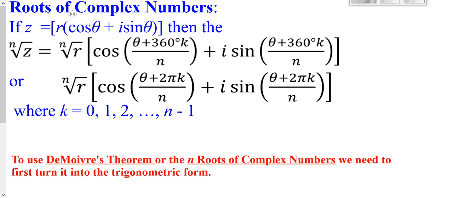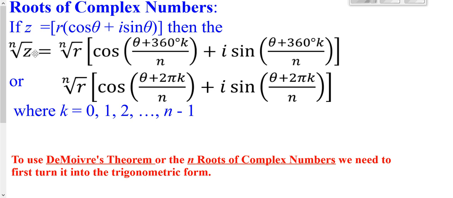So now, if you're dealing with the root of a complex number that was in trig form, you would want to use this formula here. The nth root of r, then you go cosine your angle plus 360 degrees k over n, and then whatever's after your cosine has to match whatever's after your sine. Now, if you didn't want to work with degrees and wanted to work with radians, it's the same formula. You just replace your 360 degrees with a 2 pi. Then k always starts out at 0 and goes up to one number less than n.